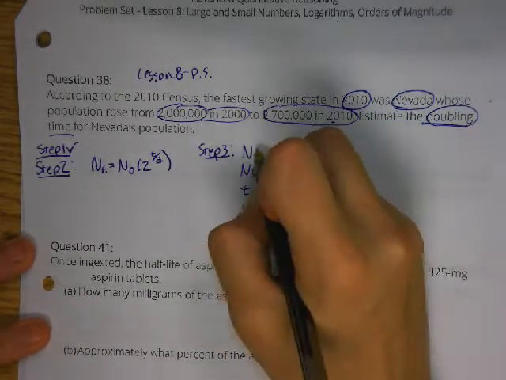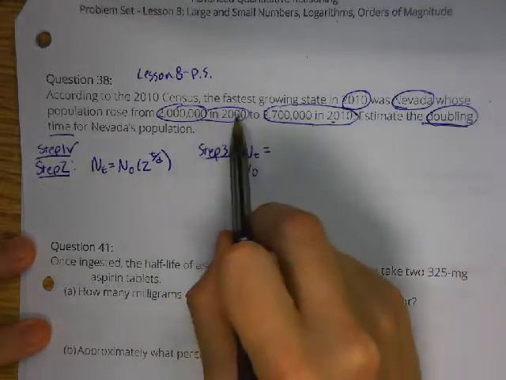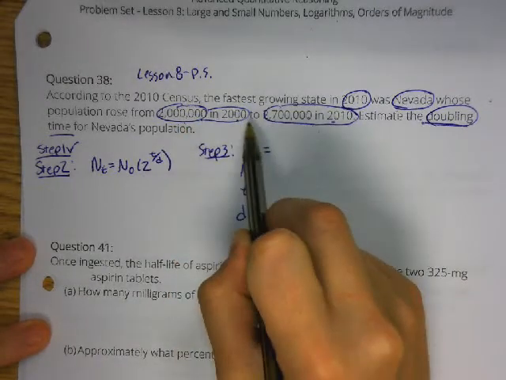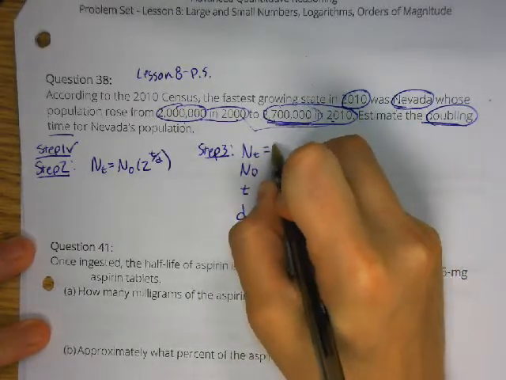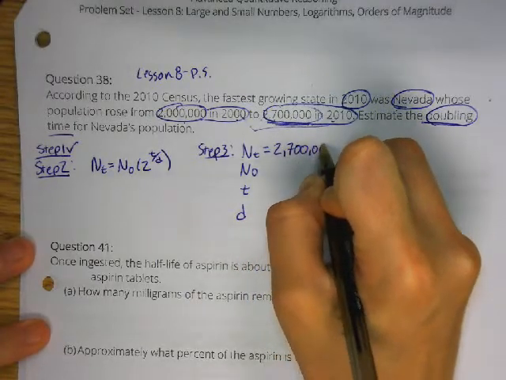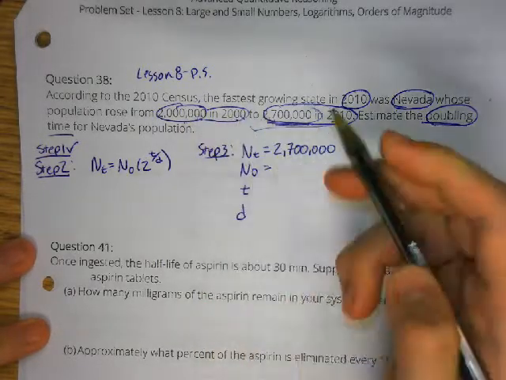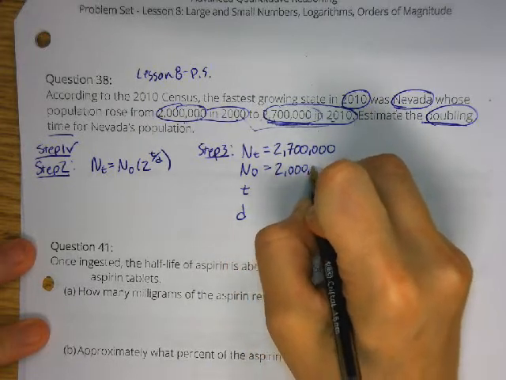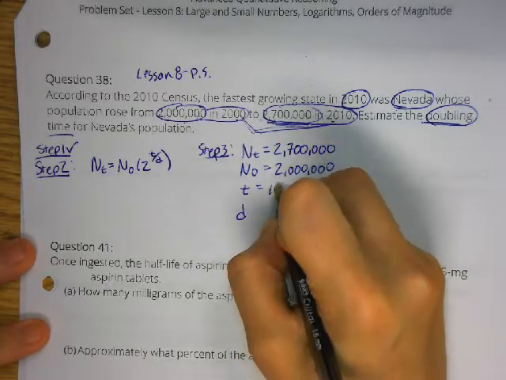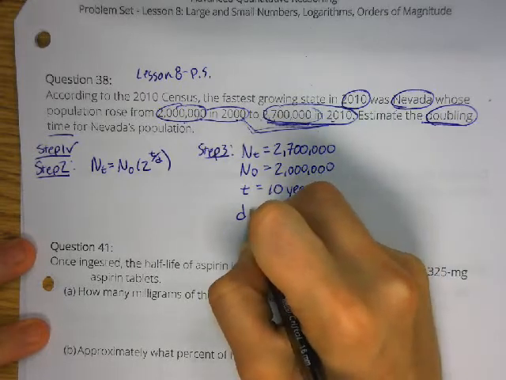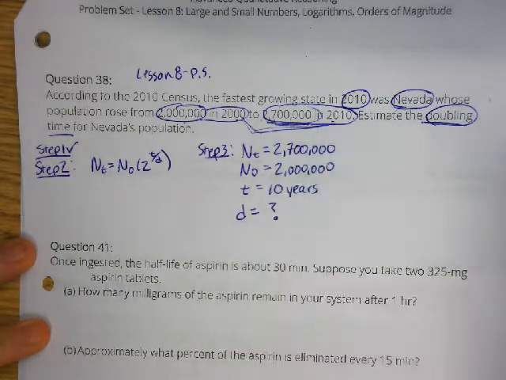Let's start with NT. This is the value of the population after some period of time. So here in 2000 we were 2 million. After 10 years we became 2.7 million. So my NT after some time was 2,700,000. My initial population, here 2000 is our initial time, and our initial population is 2 million. And the time duration between those 2 years was 10 years. Here, the doubling time is the unknown. So that's our question mark.